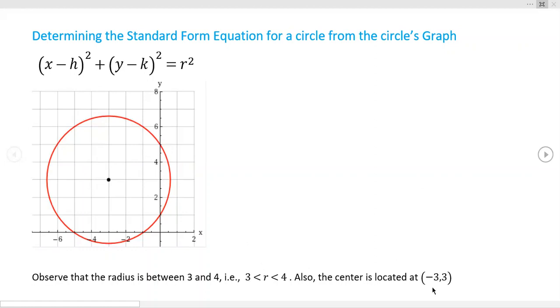We already know the center just by eyeballing the graph, and we know that -3 will go right there where the H is, and 3 will go right where the K is. But we very well can't put R as a number between 3 and 4 and make this equation work. So what we have to do is use what we call the intercepts to solve this problem.